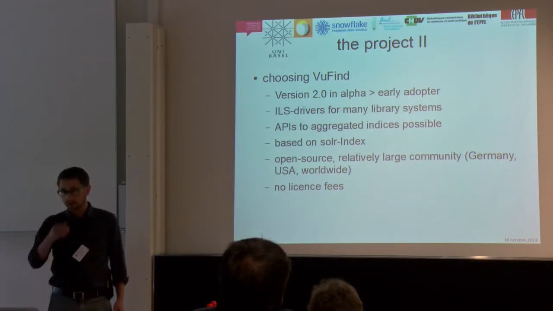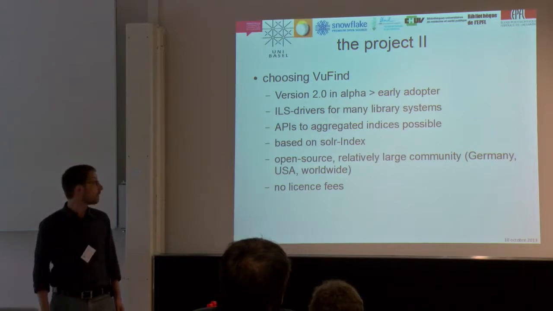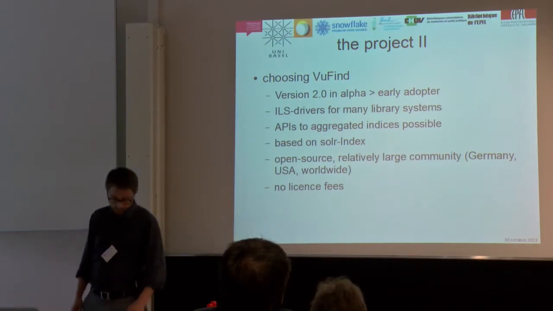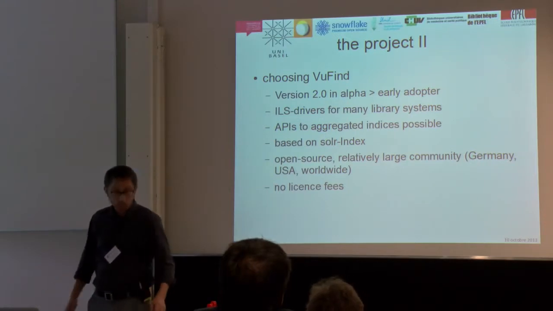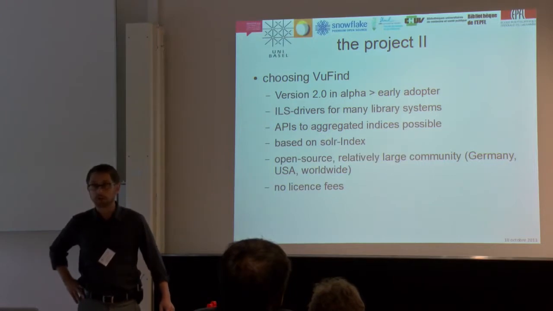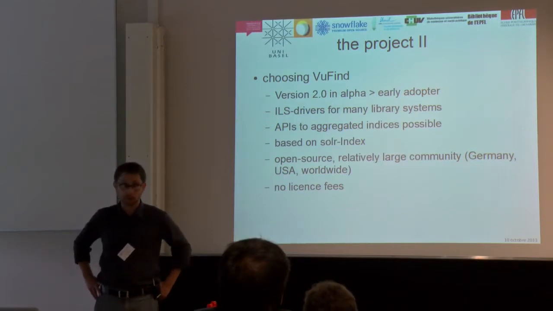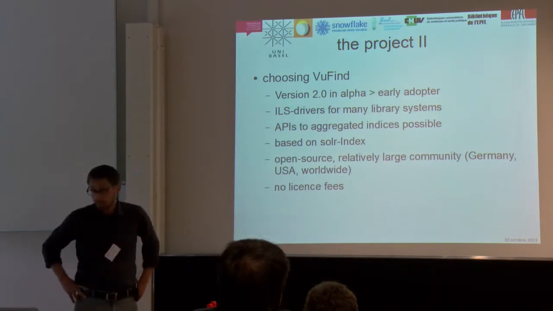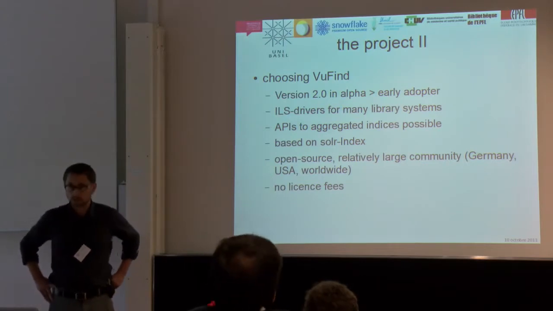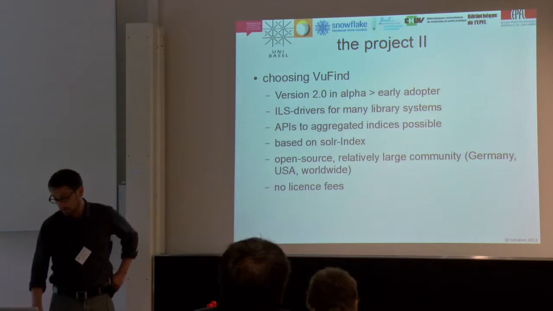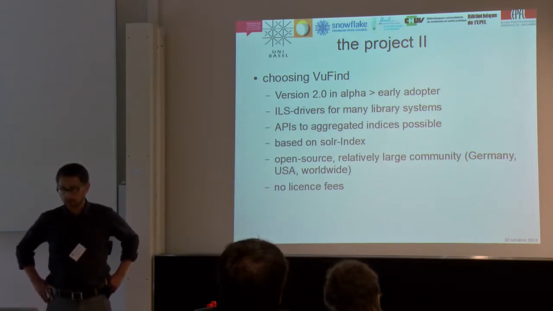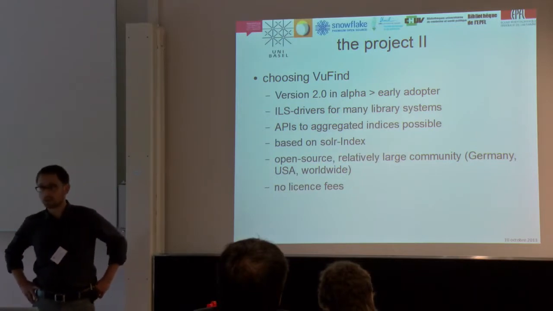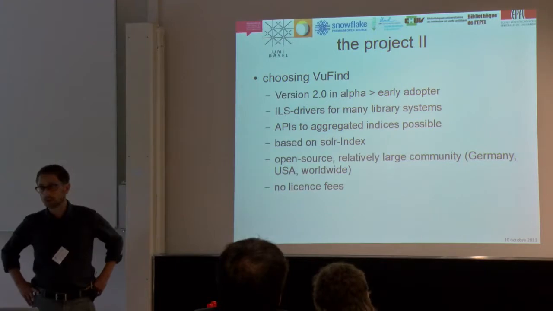There are integrated APIs to aggregated indices, article indexes, Summon, WorldCat, or EBSCO. Some installations use Primo Central. It is based on a Solr index. We already have a Solr index under our Touchpoint installation. And it is open source, and it has a relatively large community, many in Germany. It is based in the US, of course. So it is a worldwide community. And, well, we have no license fees with it and no restrictions at all how we use it and what we're going to do with it.